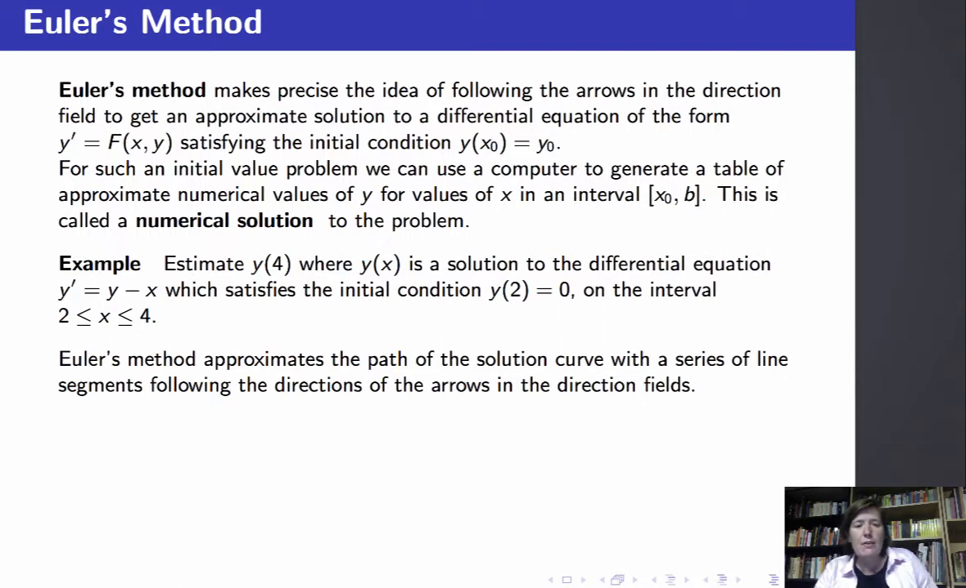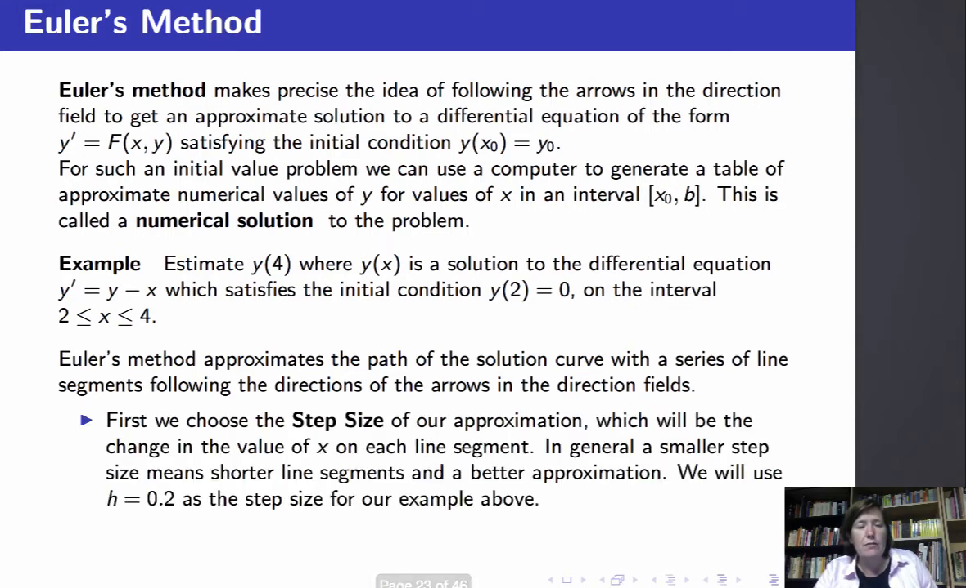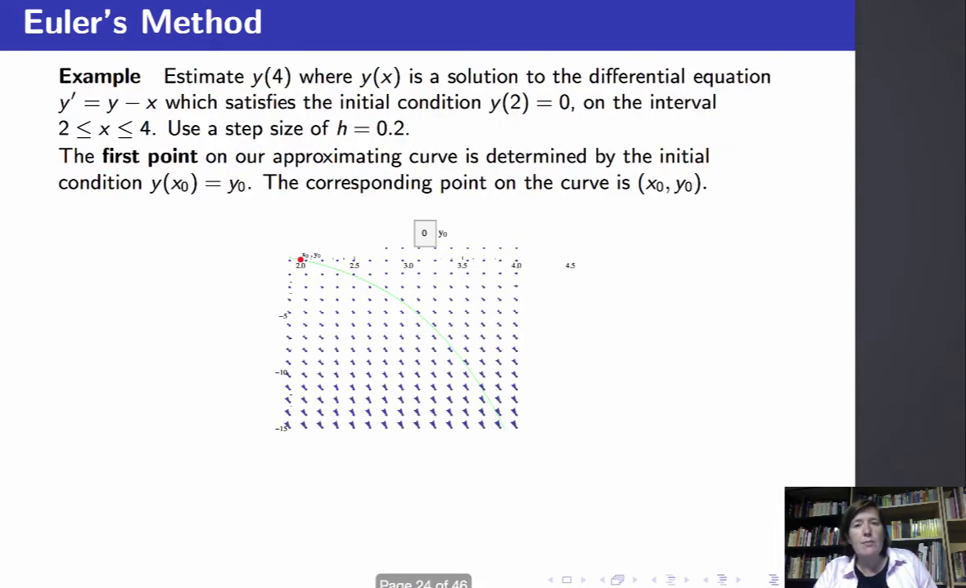So Euler's method approximates the path of the solution with this series of line segments following the direction of the arrows in the direction field. And the first thing we want to choose is the step size, which is going to be the change in the x value along each arrow that we use in our approximation, or each line segment that we use in our approximation. And in general, a smaller step size is going to get us a better approximation. And we're going to use h equals 0.2 as we did in the Mathematica demonstration.